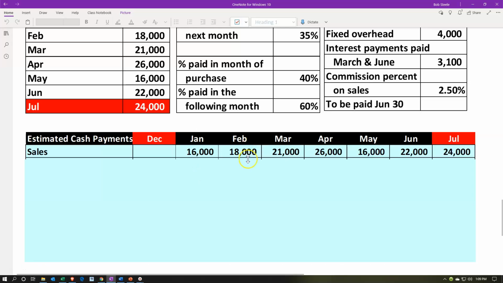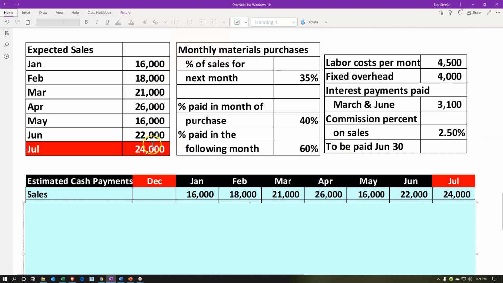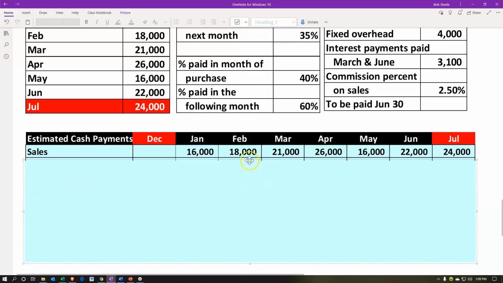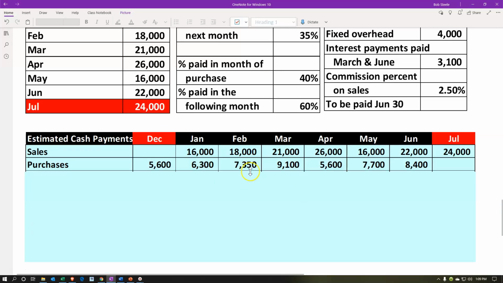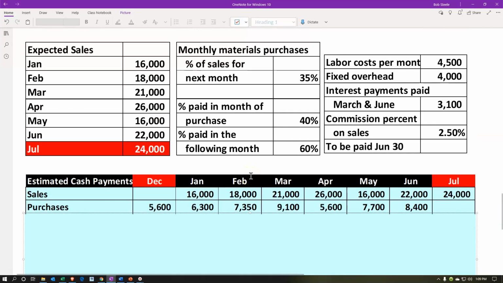So then we're going to say that we have the sales then. Sales including the 16 all the way to the 24, the 16 through the 24. So we have the sales number. We need the sales number in order to calculate the purchases that we are going to have, because the purchases of the material we're basing on the sales number.